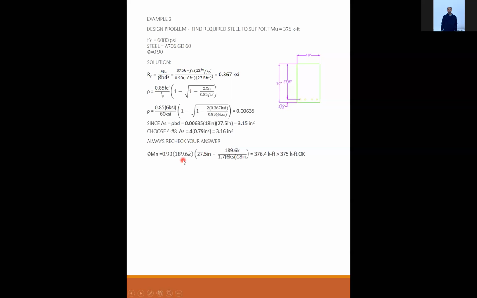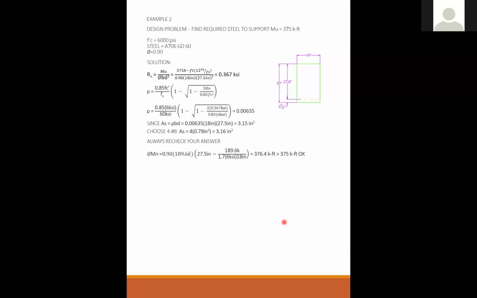And Professor, how did we use the 3.16 in this last equation? I skipped that step. Okay. 3.16 was the same as example problem number 1. Okay. And so As is 3.16, so basically 3.16 times 60 equals 189.6 here and here.